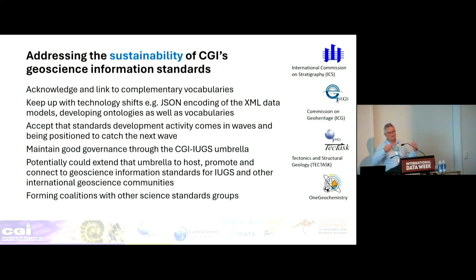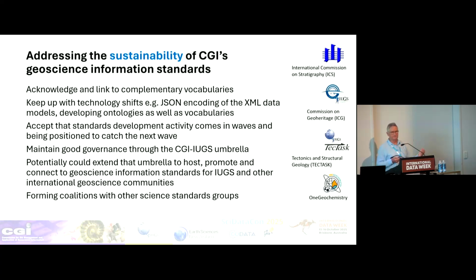And we can also extend that. So through CGI, we can look at our other international union counterparts who have geoscience data themselves and have standards, but maybe not the maturity levels to look after those. And they could even go beyond the international union, the geological space, into other groups and agencies. And then potentially we've got the ability to form coalitions with other science standards groups.